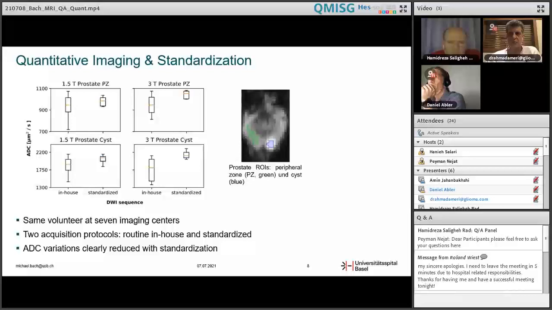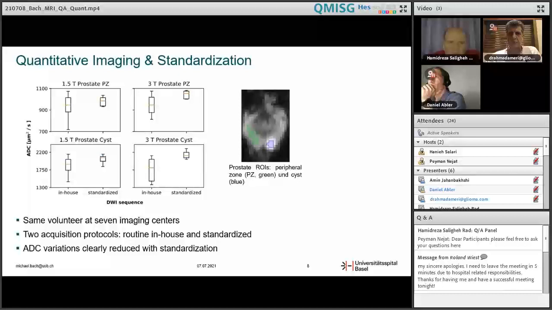Shown here are the measurements of the ADC in the peripheral zone of the prostate and the prostate cyst. The same subject was examined at 7 different centers, and the box plots here show the variations between the centers in the measured ADC values.